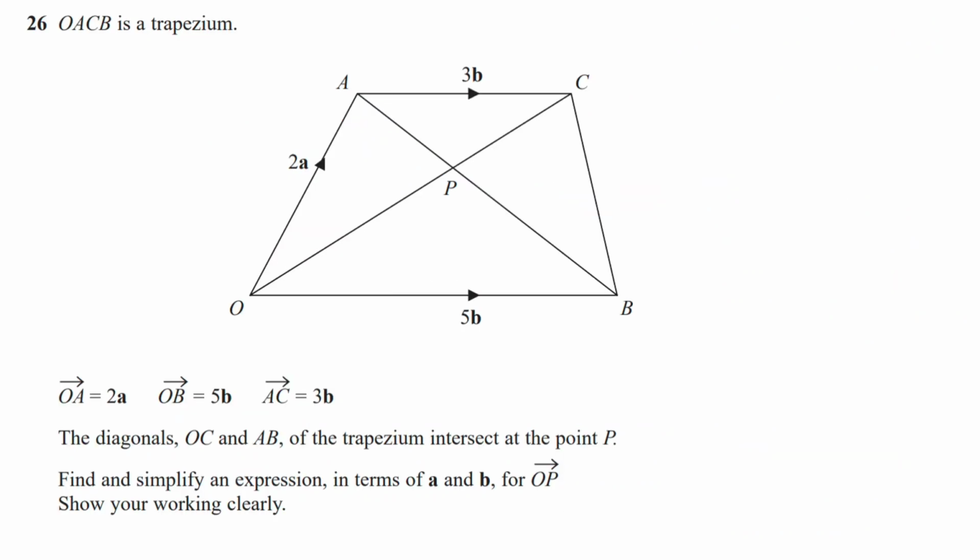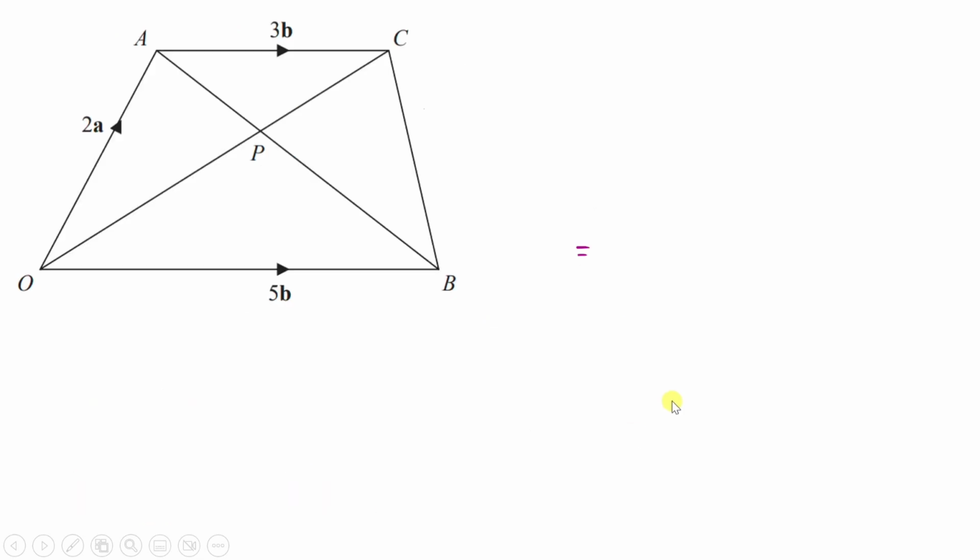Let's move on. 26, vectors. Now, what do we have here? So we're given a trapezium, right? And you're given the diagonals OC, AB, which intersect at point P. Cool. Find and simplify an expression in terms of A and B for the vector going from O to P. Show your working clearly.